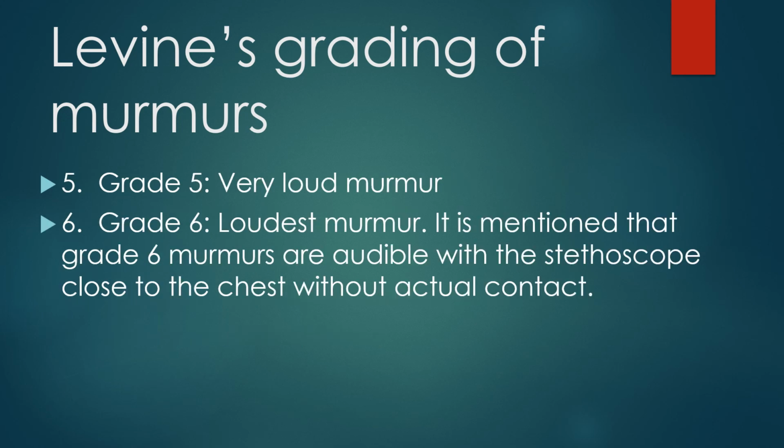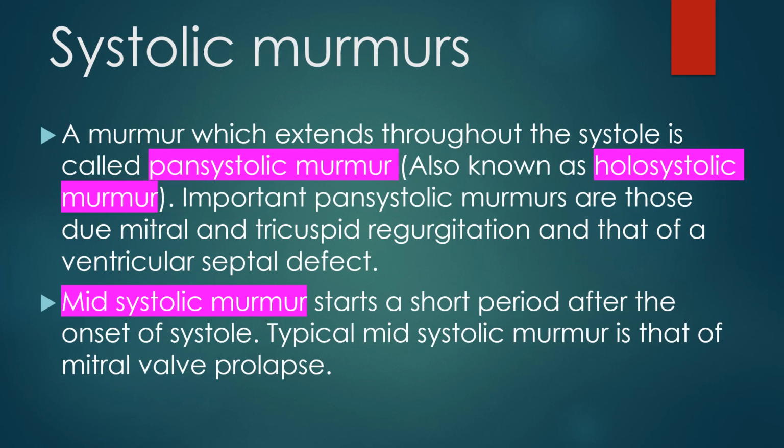Grade 5, very loud murmur. Grade 6, loudest murmur. It is mentioned that grade 6 murmurs are audible with stethoscope close to the chest without actual contact. A murmur which extends throughout the systole is called pansystolic murmur, also known as hollow systolic murmur. Important pansystolic murmurs are those due to mitral and tricuspid regurgitation and that of a ventricular septal defect.